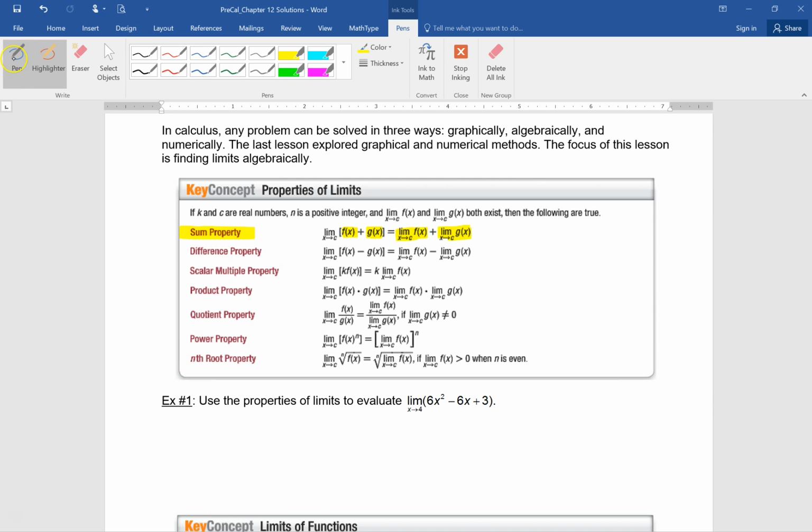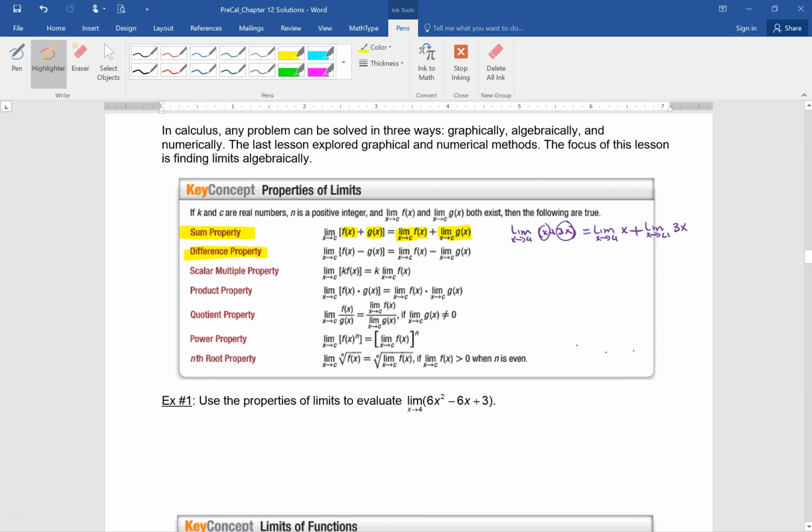So for example, if you had to find the limit as x approaches 4 of x plus 3x, then you can separate these, divide and conquer basically. You can find the limit of x first, and then you can find the limit of 3x, and then you add them. So it's just divide and conquer. That's all it says.